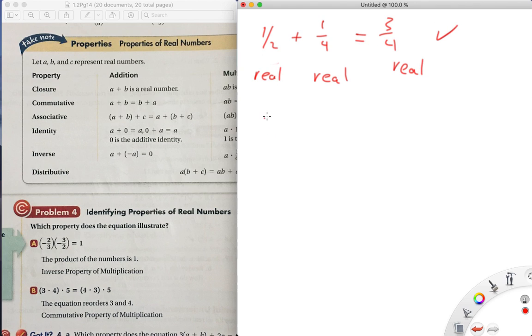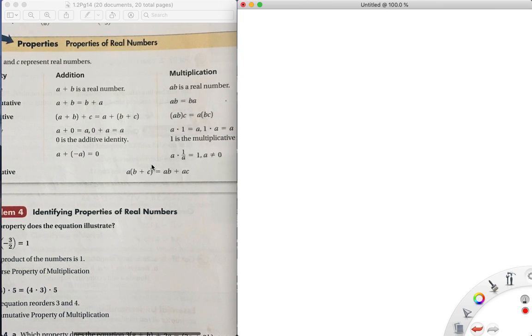And it should also work with multiplication. 1/2 times 1/4 is 1/8. That is also a real number. So it checks. That's the closure property. Now again, I'm not going to harp too much on it. The ones that I care more about are the other ones.